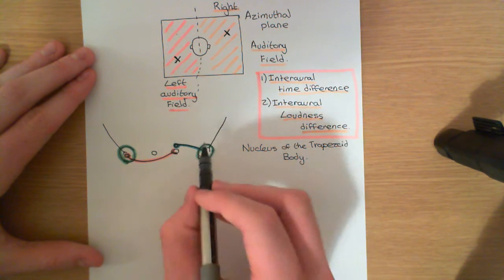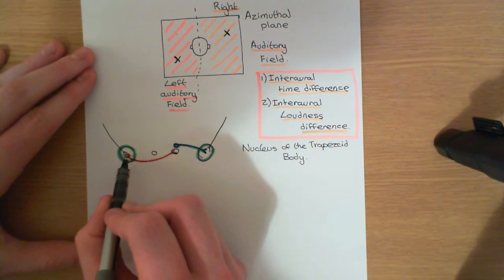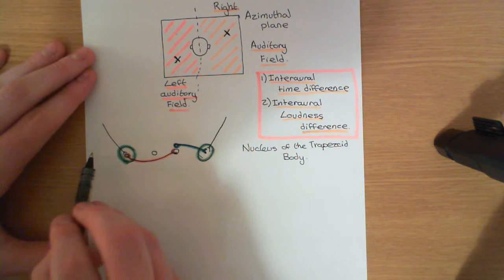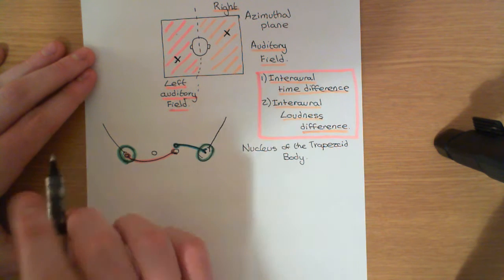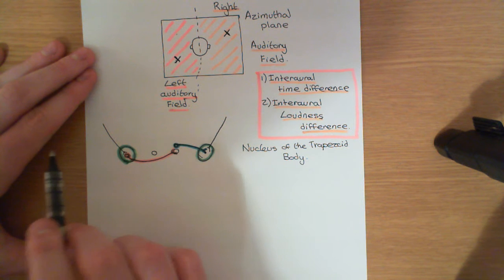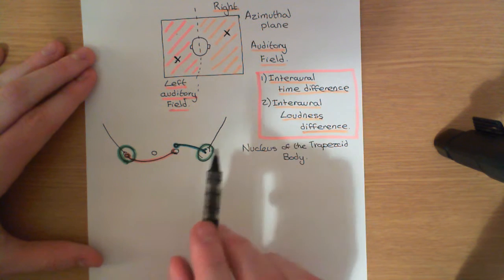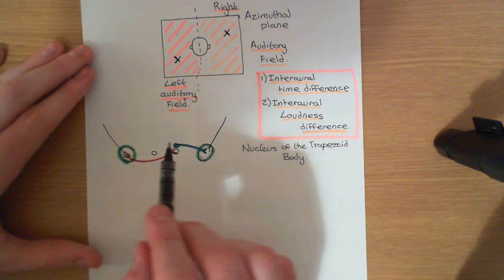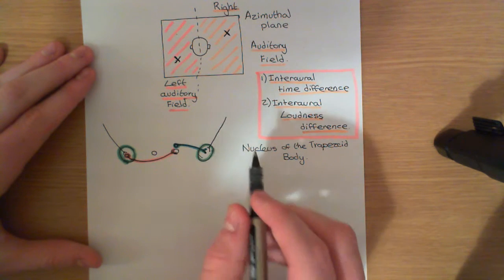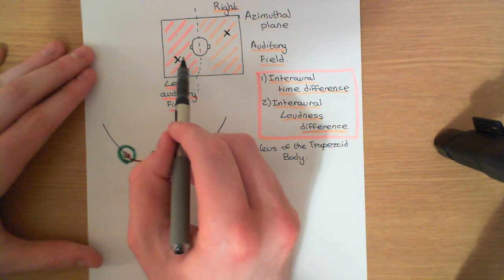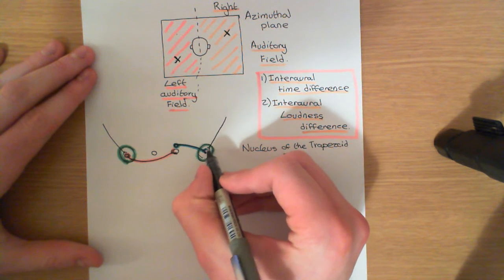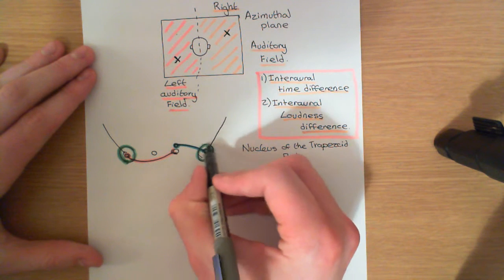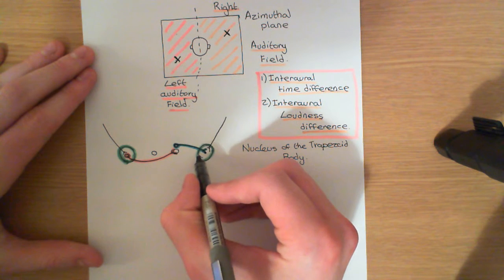Okay, so that's the way in which the right superior olive is going to become activated if the auditory stimulus is on the right auditory field, and the left superior olive is going to be inactivated if the auditory stimulus is on the right auditory field. Now let's go over the opposite situation. If the auditory stimulus is in the left auditory field, then of course the information will arrive on the left hand side first. So the left superior olive here will become activated first.